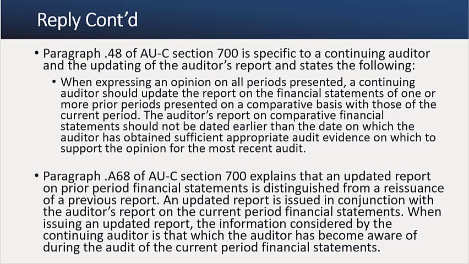So when issuing an updated report, the information considered by the continuing auditor is that which the auditor has become aware during the audit of the current financial statements. So just a little bit of clarity on what it would take if you are switching the methodology related to your report. And obviously comparative years, it'd be really hard to have an opinion at the top and the bottom, right? So how do we want to do this?